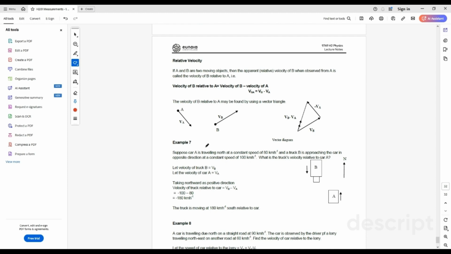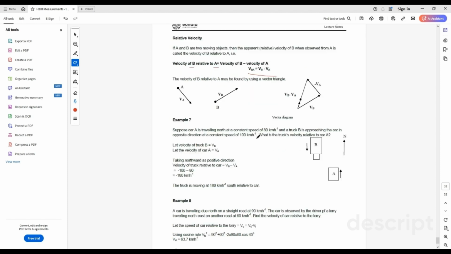So relative velocity. It appears sometimes during SJPO questions. So if you want to find the velocity of something relative to something, you need to subtract the velocity of that first thing minus the velocity of the second thing. So you just need to remember this formula. So let's analyze this question.